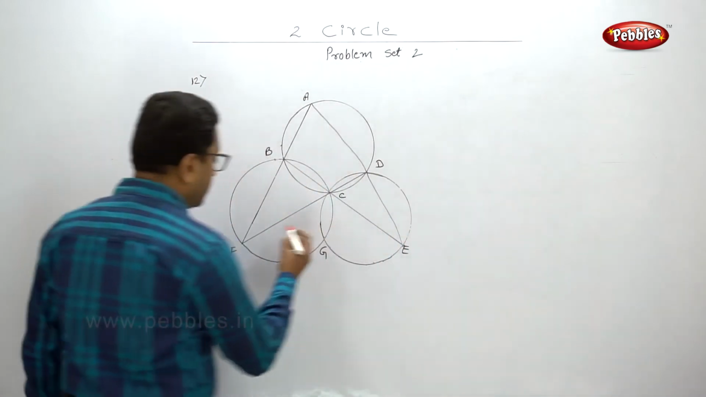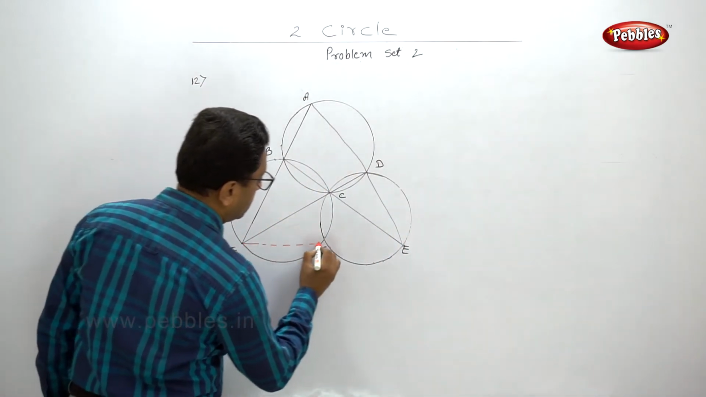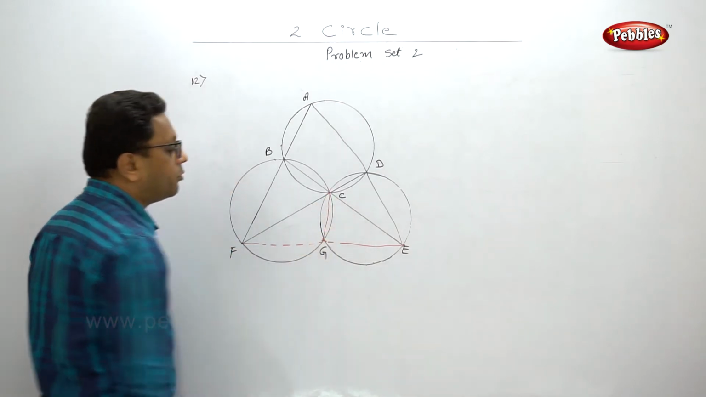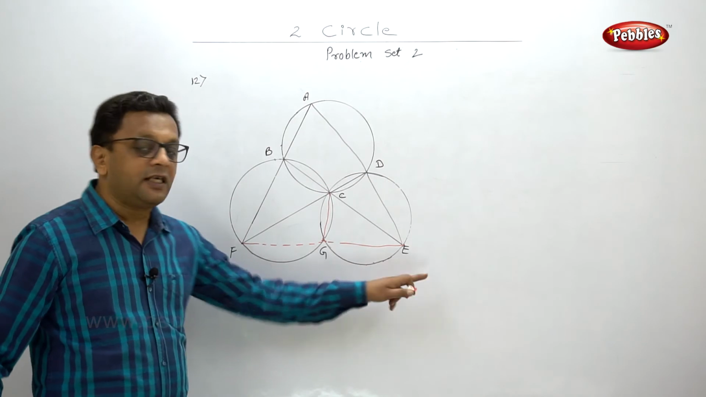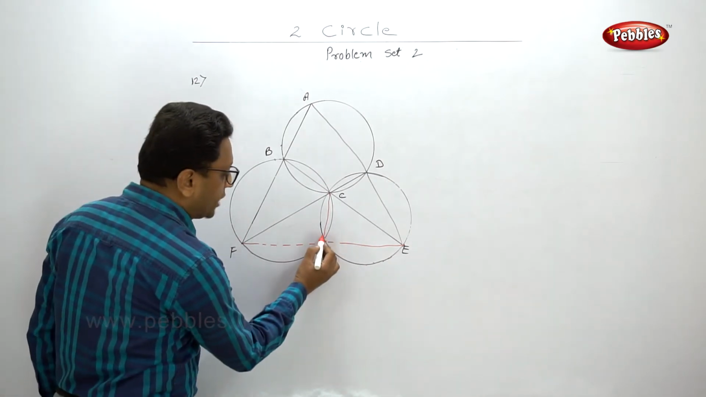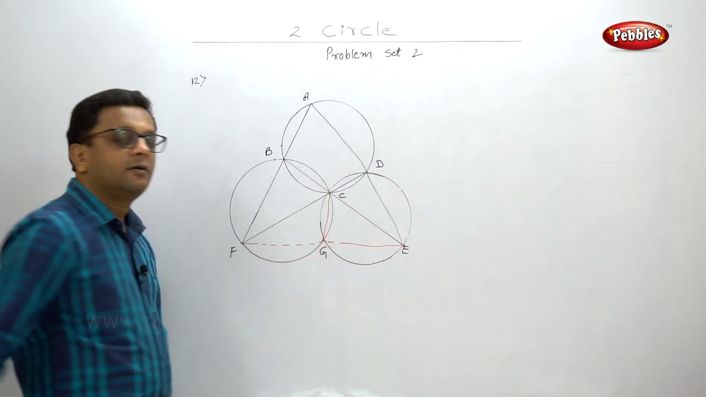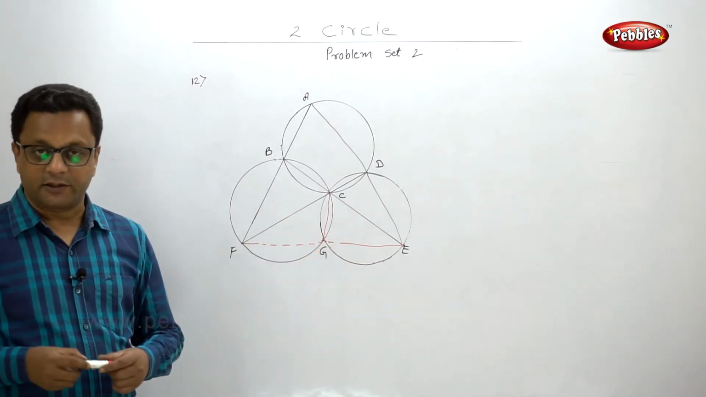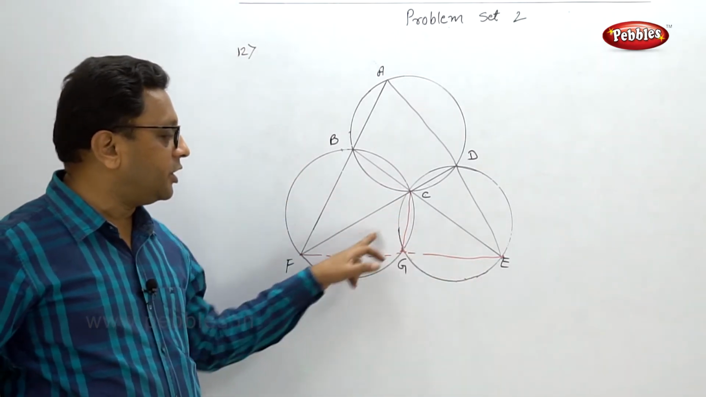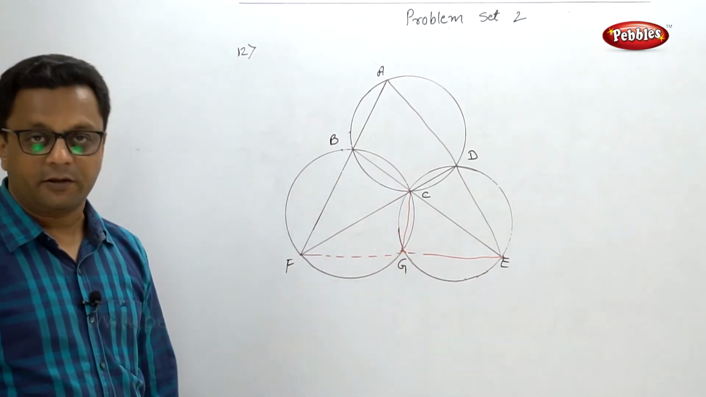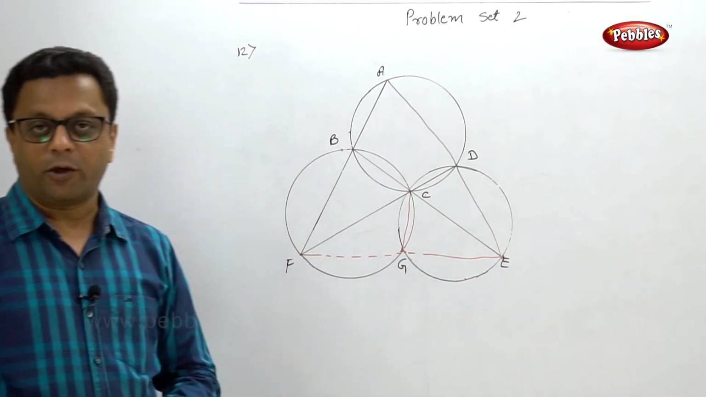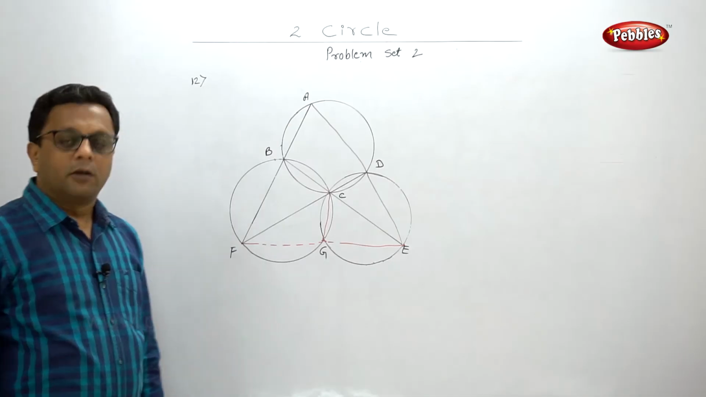That means we have to show that if we connect this, F, G and E are collinear points, or in short we have to show that these two angles are supplementary angles, or we have to show that FGC and CGE, these two angles addition is 180, supplementary angles, so that these 3 points are collinear points. This is what we have to show. Now let us solve this.